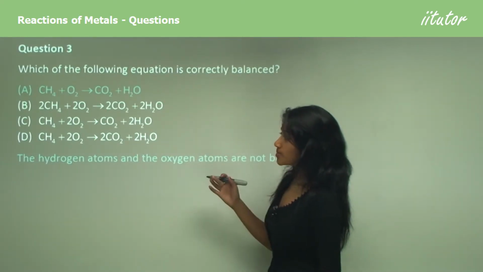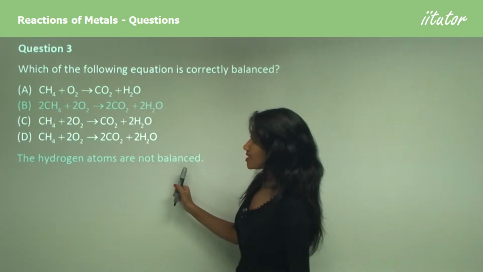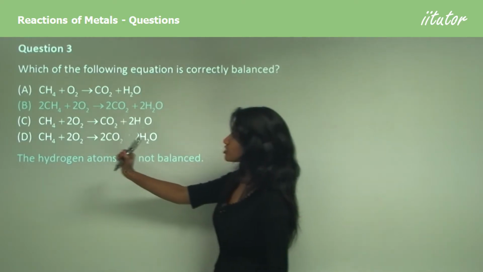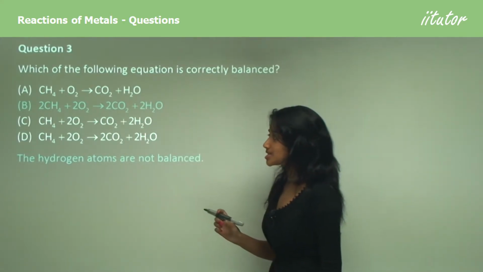Moving on to option B. So option B, we have the hydrogen atoms not being balanced. We have 8 hydrogen atoms but only 4 on this side. So the hydrogens are not balanced.